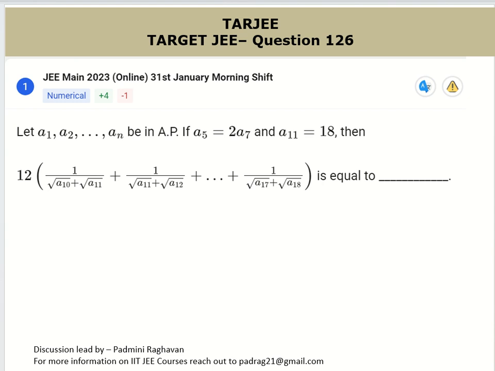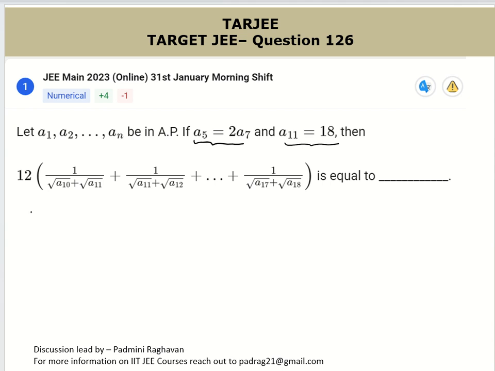Find the value of 12 times 1 by root A10 plus root A11, plus 1 by root A11 plus root A12, etc., up to 1 by root A17 plus root A18. First, using the two given relations, A5 is equal to 2A7 and A11 is equal to 18, let's try to find the first term and the common difference of the AP.